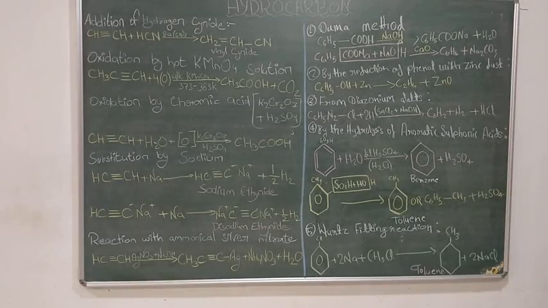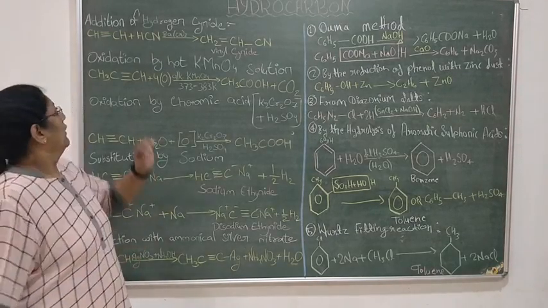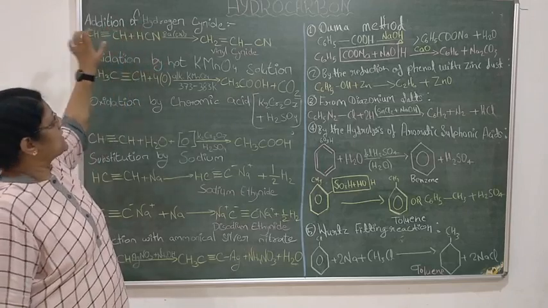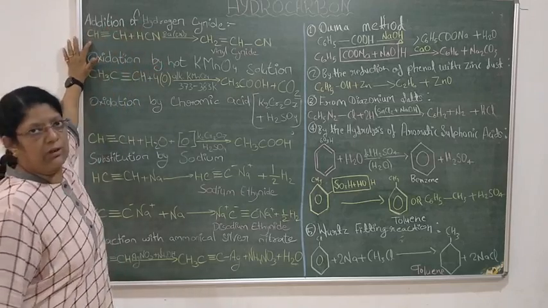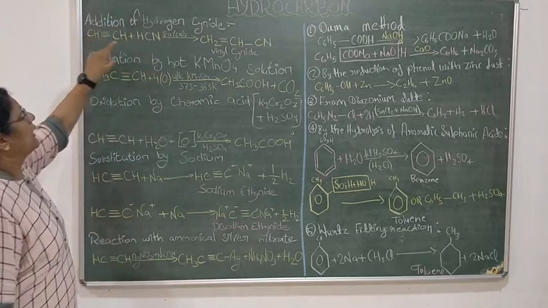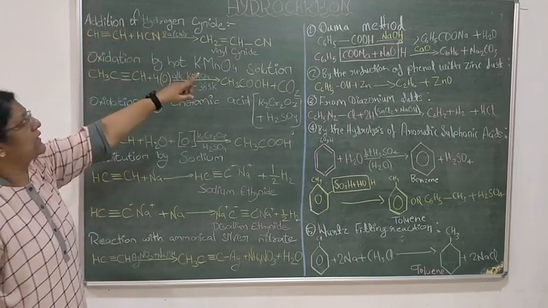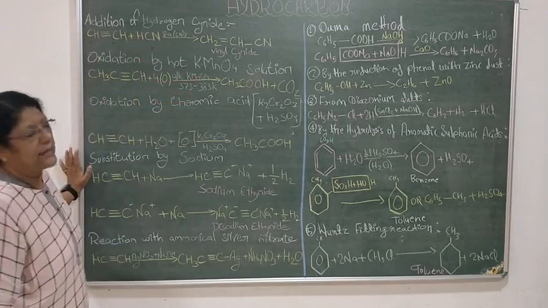We are continuing hydrocarbons. First we will talk about addition. We are continuing with acetylene. We will talk about the reaction of acetylene with HCN. One H will move towards this carbon, it will convert into CH2, and the other CN will move towards this carbon, which is converted into CHCN, which is known as vinyl cyanide.